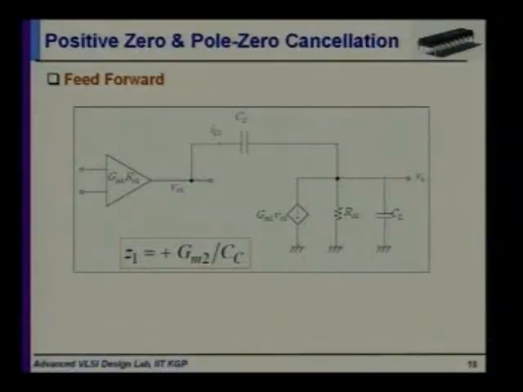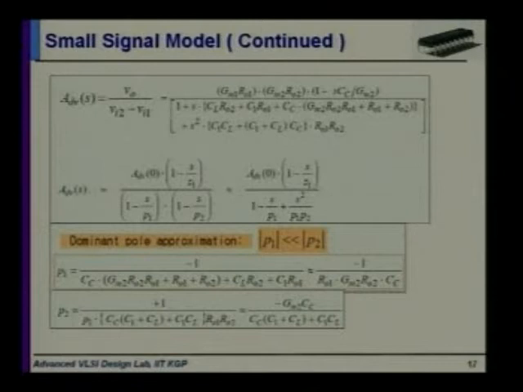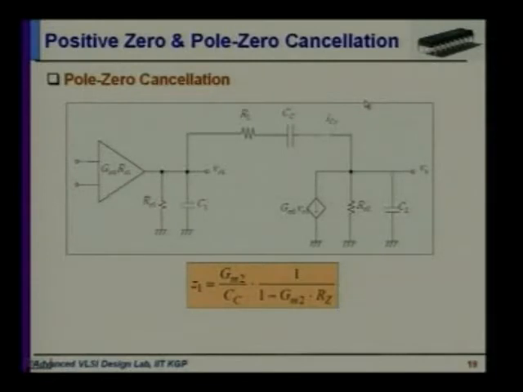So only using this capacitor, this gm2 by Cc is the position of the zero. From the transfer function you see that this is a second order system along with this (1 minus s Cc by gm2) term. There are different techniques where we can eliminate the zero.